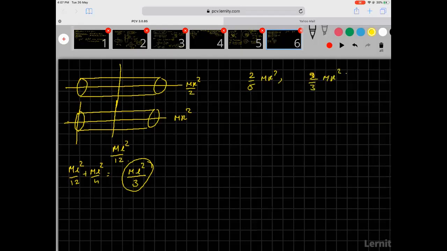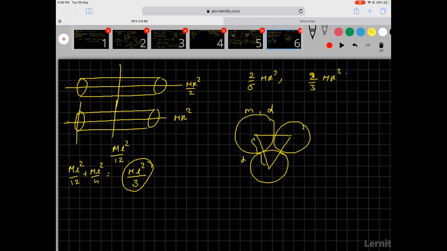Okay. So now there is a question that came in the January exam. There are 3 spheres like this, which are touching each other to form an equilateral triangle. 3 spheres, each of them having a mass m, and they are having a diameter d. They are stuck together such that the lines connecting the centers form an equilateral triangle. The side of the triangle will be how much? This is 1 diameter, right? So this will be d, this will be d, and this will be d.